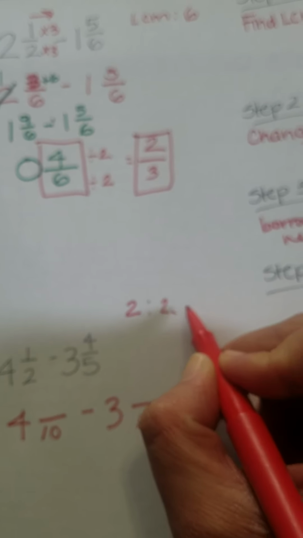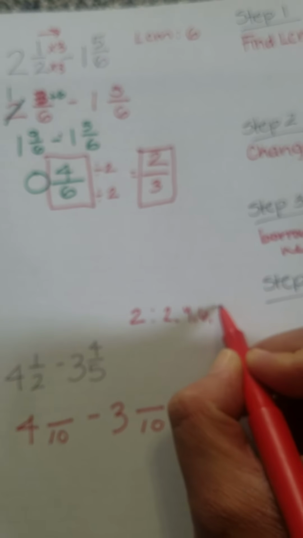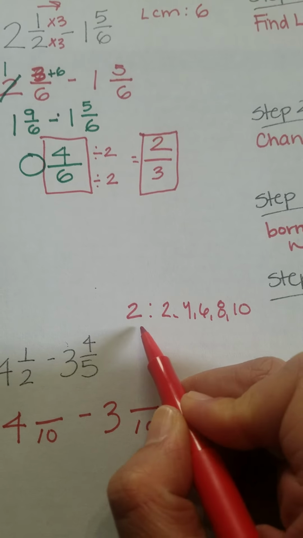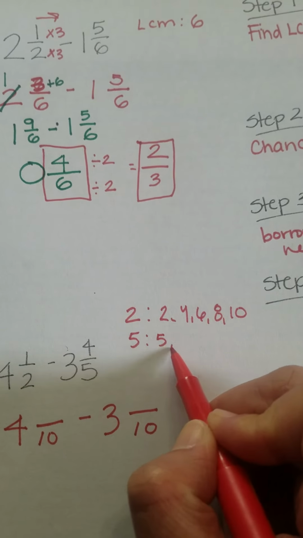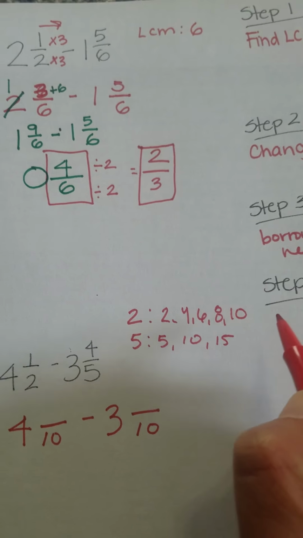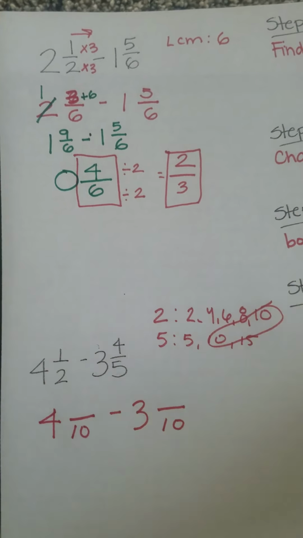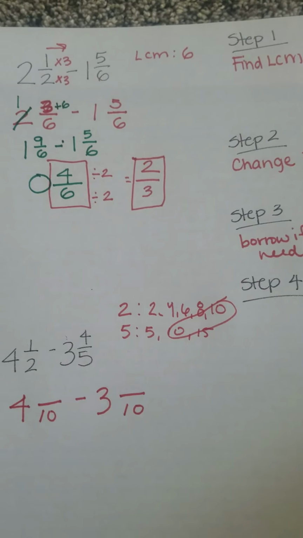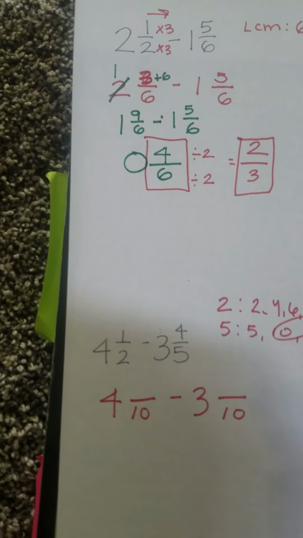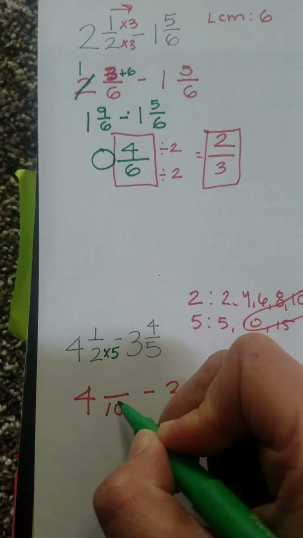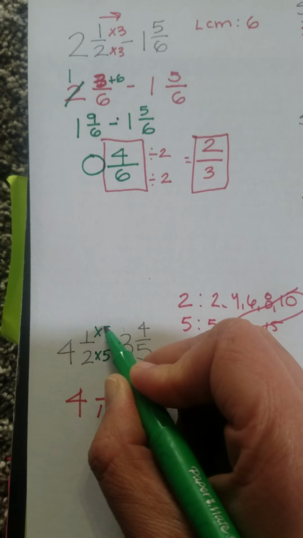2, 4, 6, 8, 10. I'm going to go ahead and list out my 5s. 5, 10, 15, and they both share 10. All right, like before, step 2, we want to change our fractions. So I'm going to go ahead and change this. 2 times 5 is 10. Whatever I do to the bottom, I do to the top.